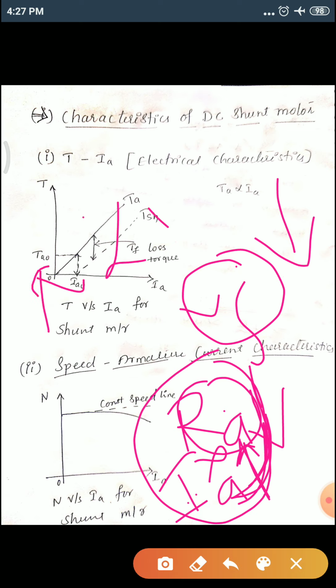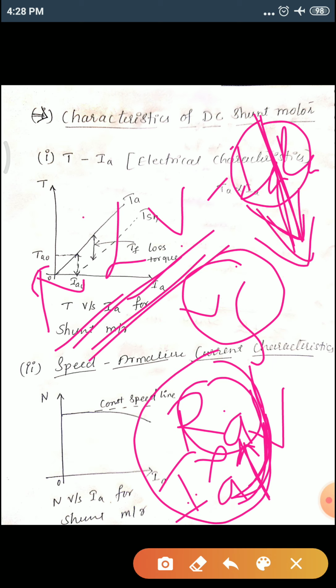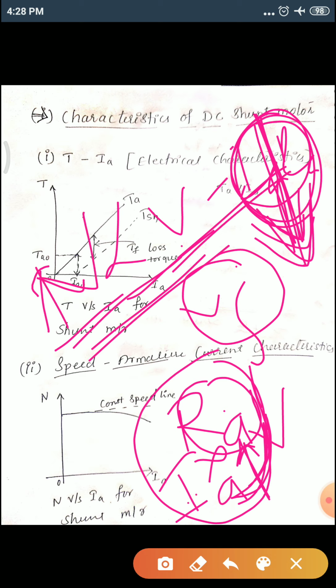N is proportional to V minus IA RA, right? So when IA RA reduces, V minus a small amount changes what? N is proportional to V. Correct? When this is reducing to a very small quantity, the change in its magnitude will be less. So the speed remains the same, like N is proportional to V, we can say.